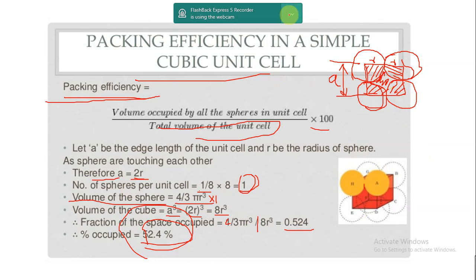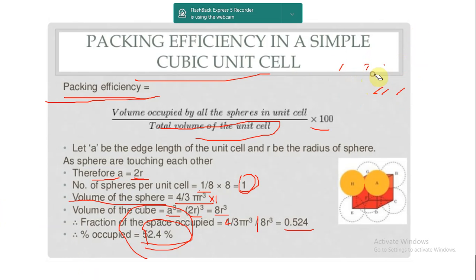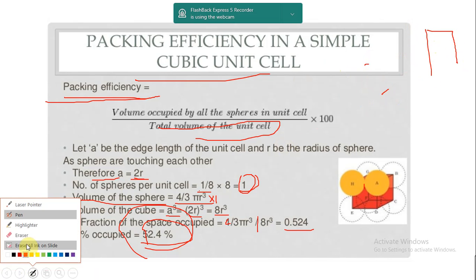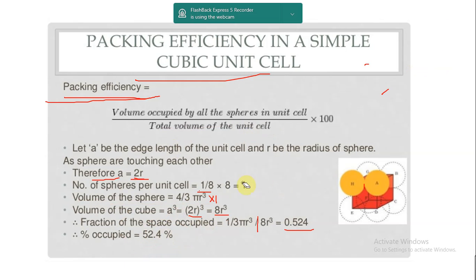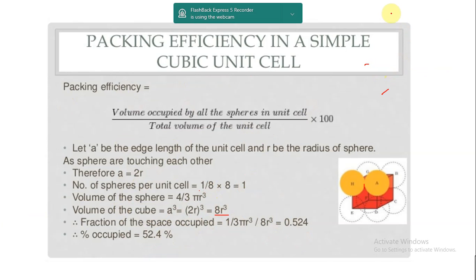Now the second that we saw was body centered, isn't it? The second that we saw was body centered unit cell. So in body centered unit cell, what was the case? Let us draw it again. So this is clear, 52.4%, it is clear. Okay, in body centered unit cell, we saw that besides the atoms at the corner, there was an atom at the center. So corner has atoms as usual.